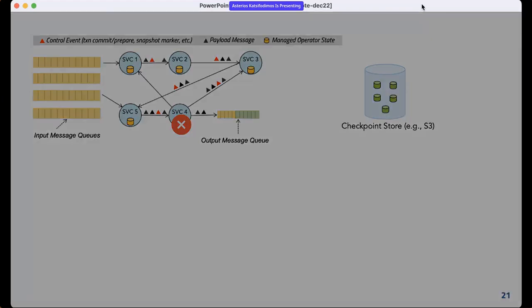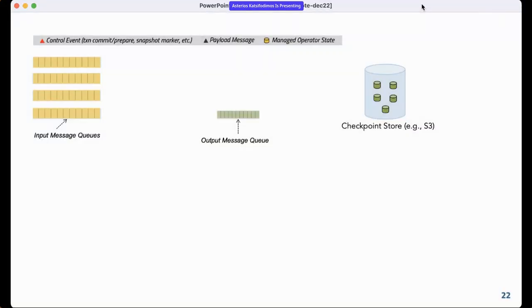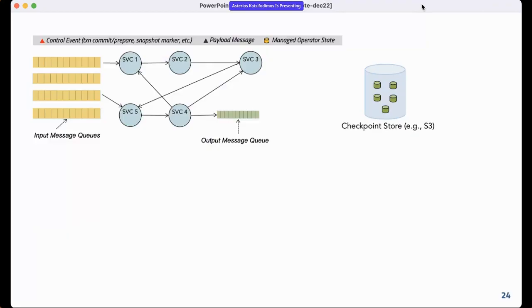What will happen in this case? We are going to delete completely the whole data flow graph. Then we are going to set up the services back in. We are going to set up the connections between the services to be just like it was before the failure happened.